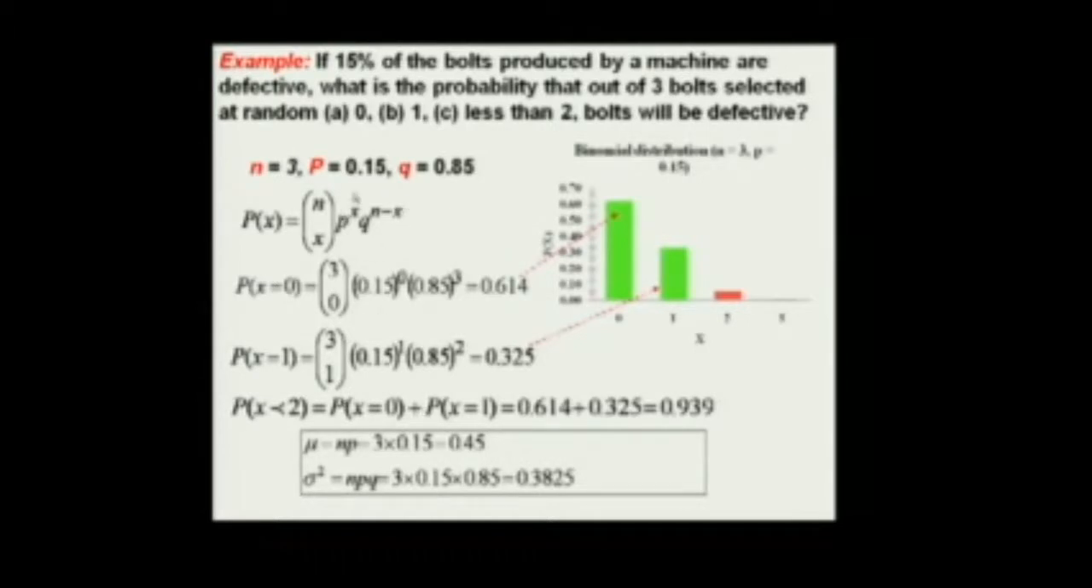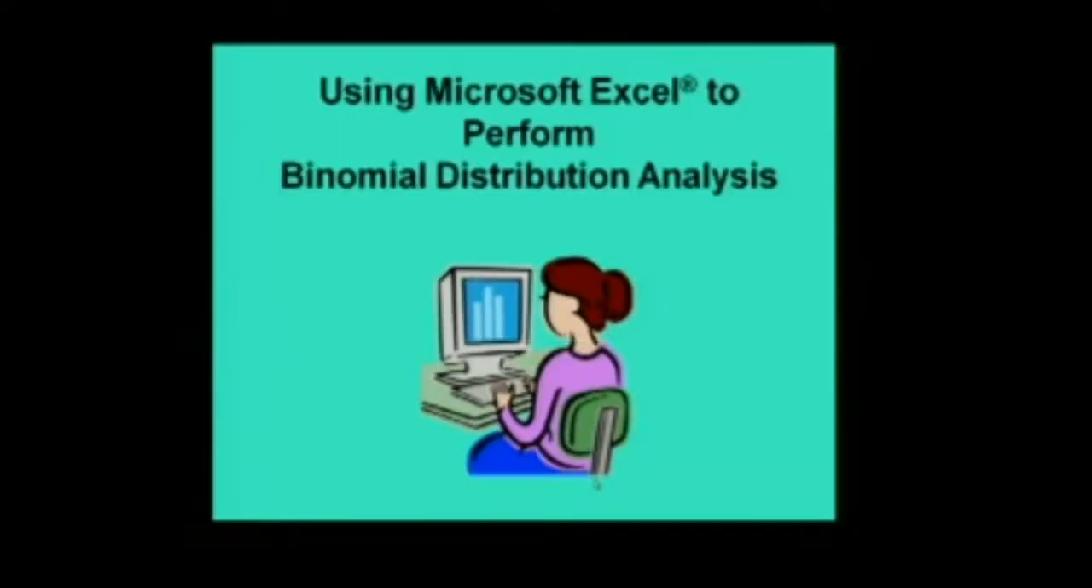Again, we can construct the histogram of the binomial distribution, and we can calculate mu and sigma squared. Here mu equals np. Now notice that n is 3 and p is 0.15. So the average is 0.45. That is the average of the x values. Now you know that the x values are discrete. They can only be 0, 1, 2, 3, 4. But the average itself can be a fraction, as you can see. The variance is npq, so now we have the mean and the variance.